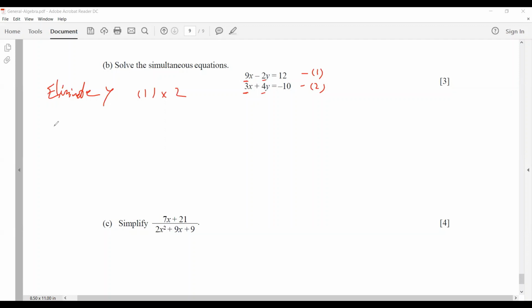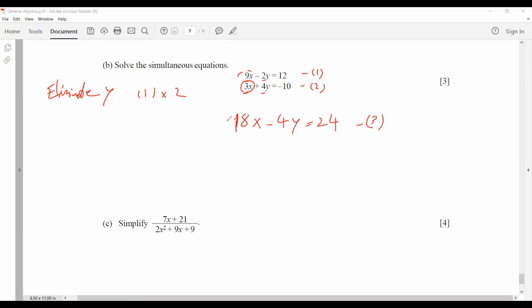With 4y, it's gone. If you want to eliminate x, you multiply the second equation only by 3. So this becomes 9x. With this 9x, you subtract them and it's gone. So it's up to you which term you want to eliminate. I'm going to eliminate y because I wrote it first here, maybe, but it doesn't make any difference. So I'm going to change the first equation to 18x minus 4y equals 24. So this is a new equation 3.